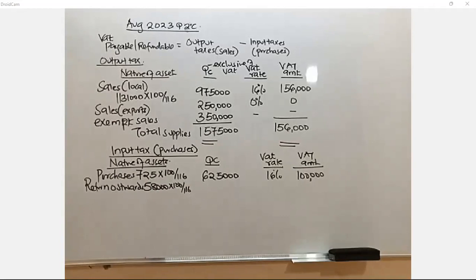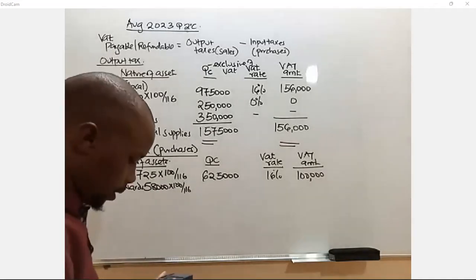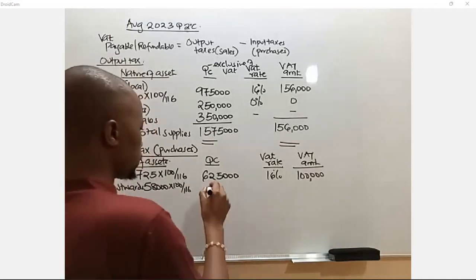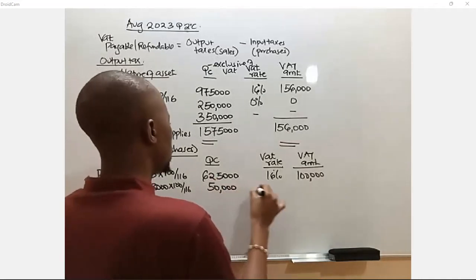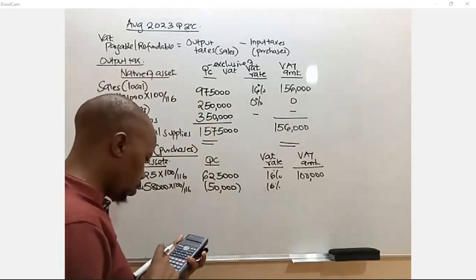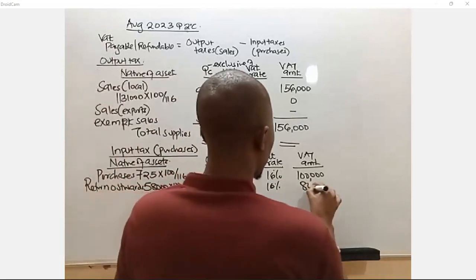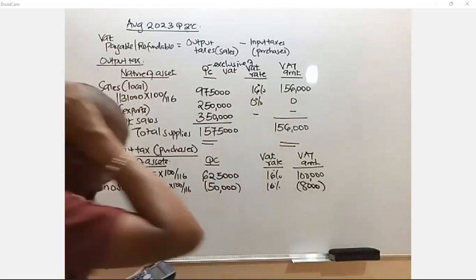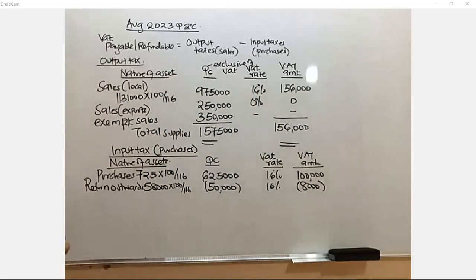So let us continue. Now after our purchases, we have return outwards. I have said they normally reduce your purchases. So it will be 50,000 times 100 divided by 116. We are getting 50,000. 16%, right? 50,000, you multiply by 0.16. You are getting here 8,000. You deduct it. Then we see we have catering expenses.